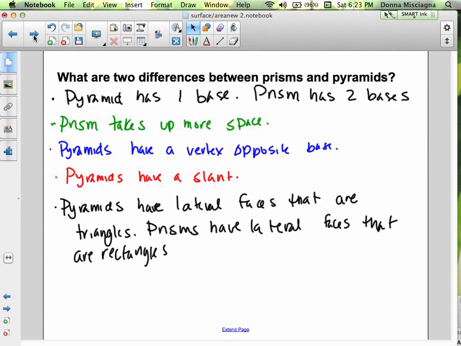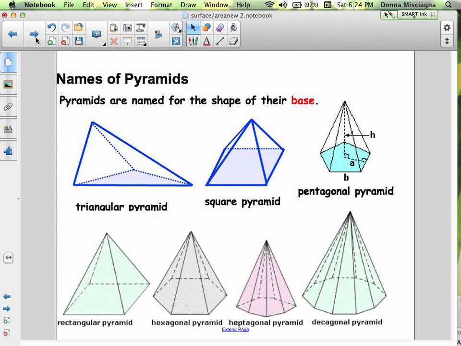Pyramids have a vertex opposite the base. Pyramids have a slant. They have lateral faces that are triangles. Prisms have lateral faces that are rectangles. Right, so let's take a look at some pyramids, and then let's take a look at the formula.